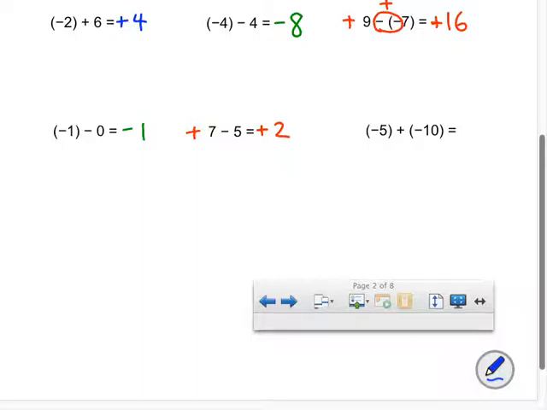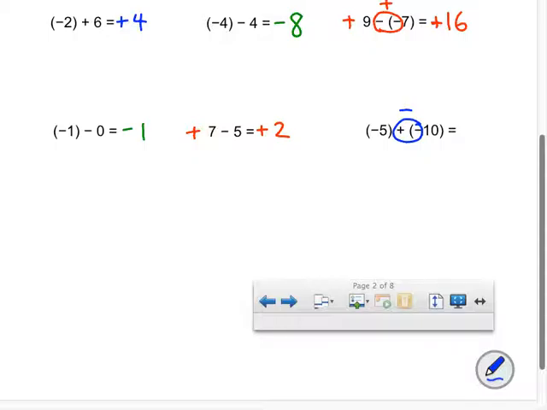Okay, so I have 2 signs in front of 10, and they're different signs, so what do they become if I make it 1 sign? Okay, that's good. So it's a minus. So I have a -5 and a -10, right? So I have 2 numbers, same signs. Am I going to take the sum of the numbers or the difference of the numbers? Same signs, we take the sum.